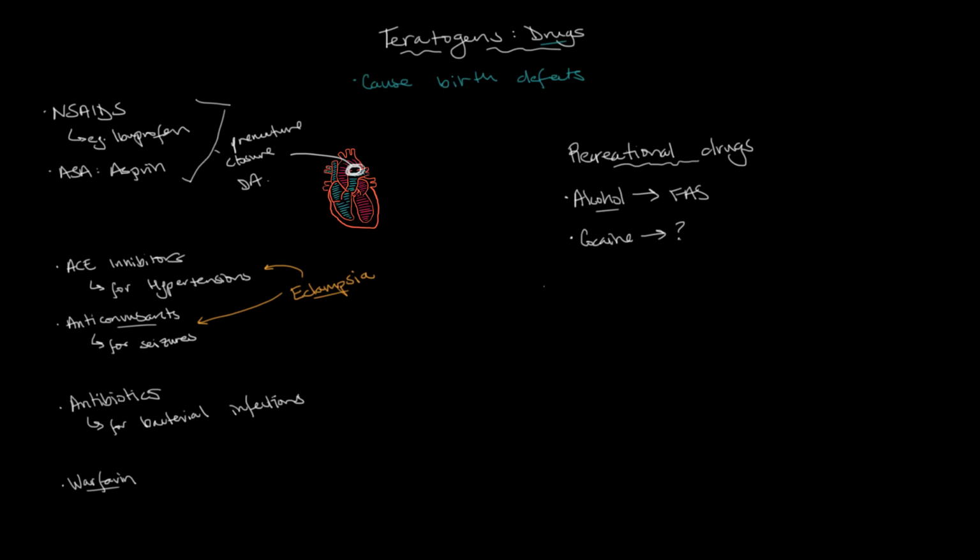And then there are some recreational drugs that are not considered teratogens, so they're not considered to cause birth defects, but they do cause problems during pregnancy. So things like smoking is a big one, of course. And so again, it doesn't cause birth defects, but it has been shown to cause low birth weight, higher risk of premature birth. It's also been associated with higher rates of stillbirth.